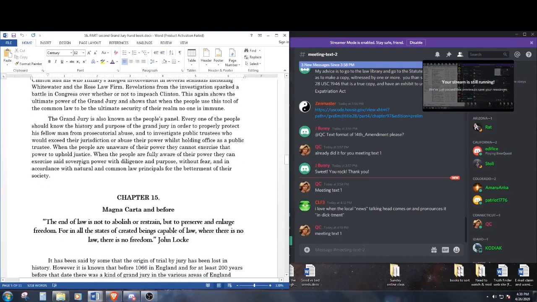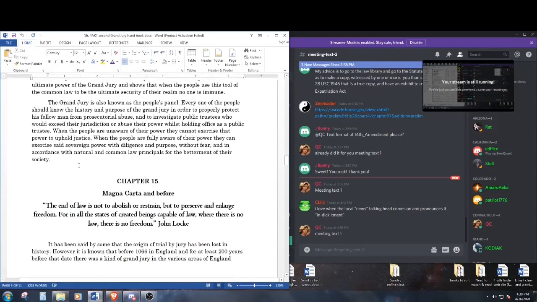The grand jury is also known as the People's Panel. Every one of the people should know the history and purpose of the grand jury in order to properly protect his fellow man from prosecutorial abuse, and to investigate public trustees who would exceed their jurisdiction or abuse their power whilst holding office as a public trustee. When the people are unaware of their power, they cannot exercise that power to uphold justice. When the people are fully aware of their power, they can exercise said sovereign power with diligence and purpose, without fear, and in accordance with natural and common law principles for the betterment of their society.